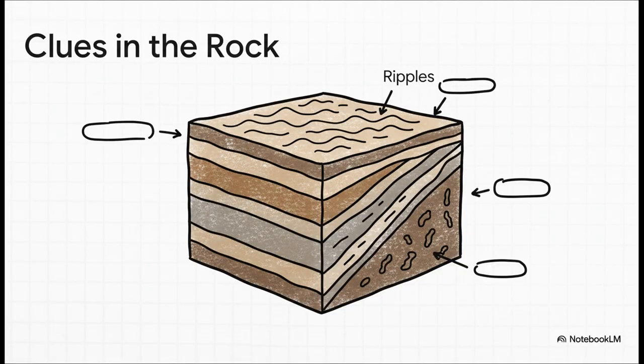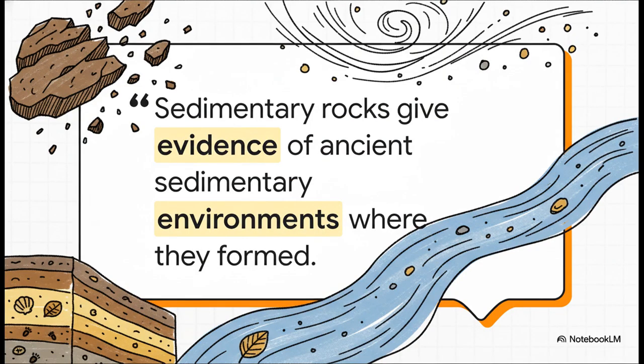You can see these distinct layers, or what we call bedding, which show how sediment was laid down over time. And look, on the top surface, you can actually see ripple marks, which might tell us about ancient waves. Other rocks might show cross-bedding, revealing the direction of ancient currents, or even bioturbation, those little tunnels and burrows left behind by creatures that lived in the sediment. It's amazing. Ultimately, it all boils down to this one simple but really powerful idea. The rock itself is a direct piece of evidence.